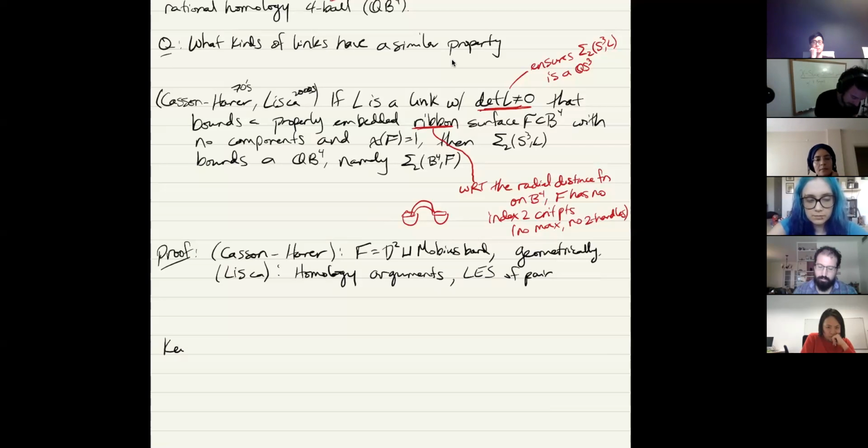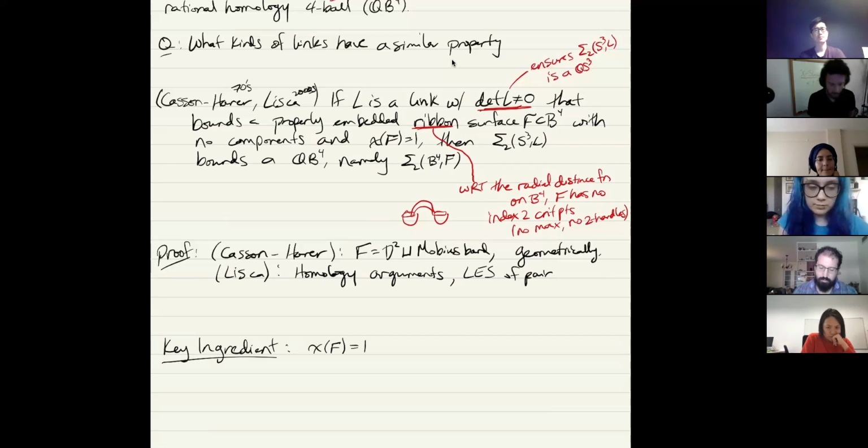Now there's one key ingredient here that was absolutely necessary. Key ingredient. And that is that the Euler characteristic of the surface is 1. If the Euler characteristic of the surface is not 1, then this double branch cover will not be a rational ball. It'll be something different. Now that's not to say that the double branch cover over the link does not bound a rational ball. It just says that this one is not a rational ball. So it could still bound one. But this is a very key ingredient for this proof that you cannot remove.